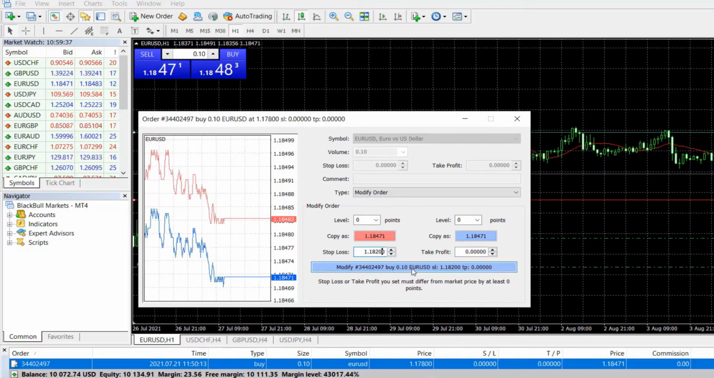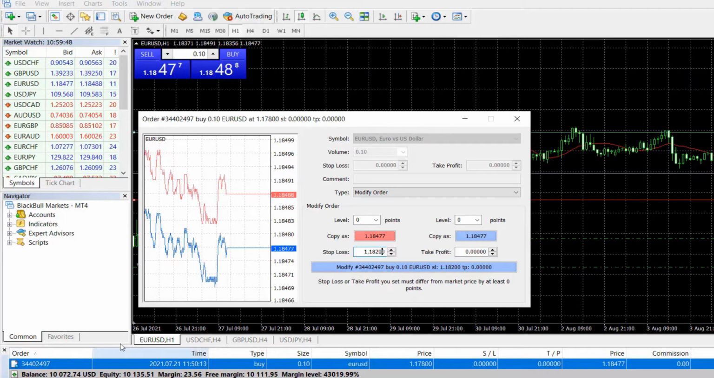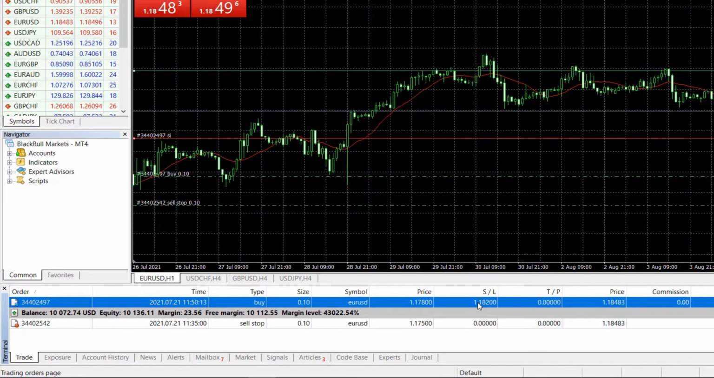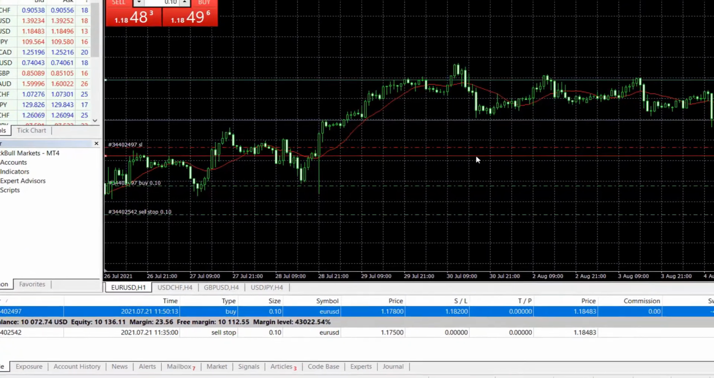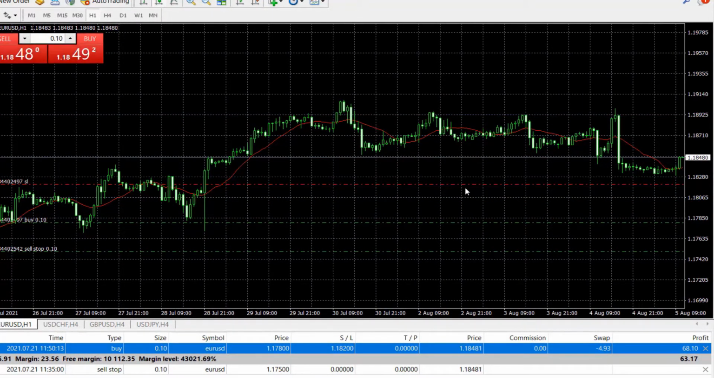118.20. Alright, and if I click on modify, here on the left side we can see the number of the order, and I will click on that and you will see that my stop loss is set. Now here I have this horizontal line which I will remove so you can see clearly where the stop loss is. So this is how simple it is to set a stop loss in MetaTrader 4. All you need to do is to choose the level at which you want to place the stop loss.